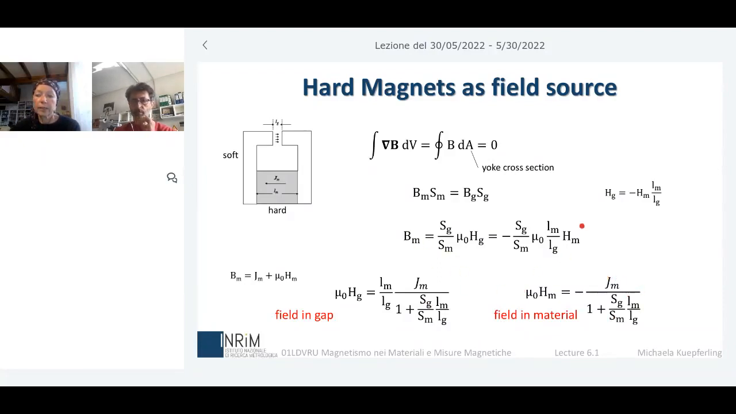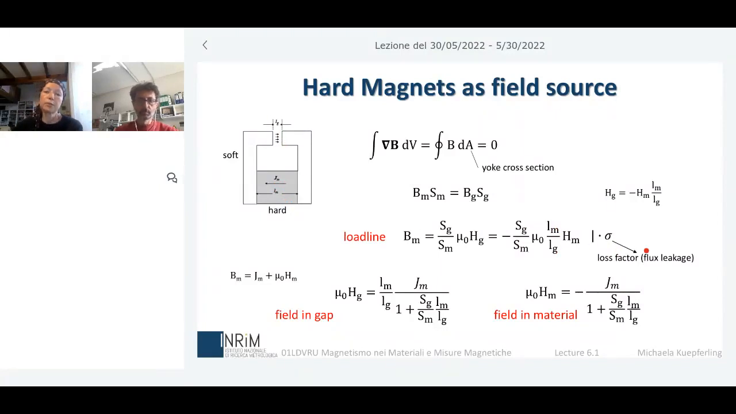So going back to this relation, which we'll see in the next slide, is very important. This is a line. I told you it's a line with a negative slope. It depends only on the geometrical factor between the cross section of the hard magnetic material and the gap.